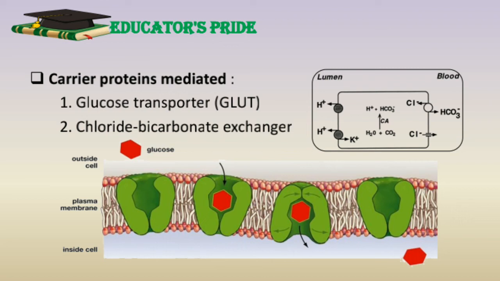Second example is the chloride bicarbonate exchanger, also called anion exchanger protein, which mediates the transport of two anions simultaneously. This exchanger in the erythrocyte membrane allows the entry and exit of bicarbonate. For each bicarbonate ion that moves in one direction, one chloride ion moves in the opposite direction. The exchange is electroneutral because there is no net transfer of charge.